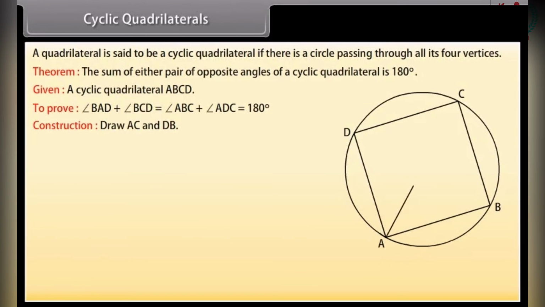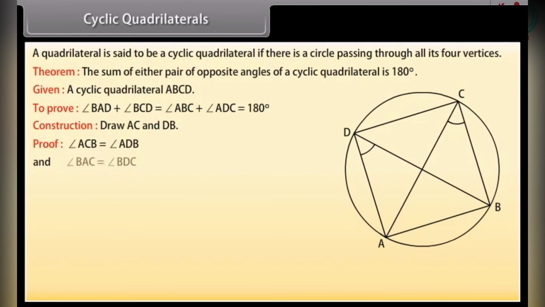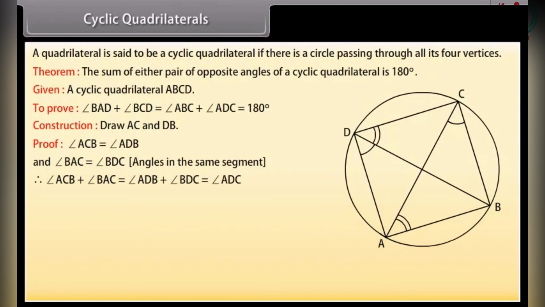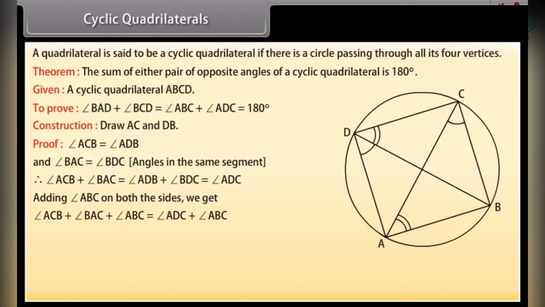Construction: draw AC and DB. Proof. Angle ACB is equal to angle ADB and angle BAC is equal to angle BDC, because these are the angles in the same segment. Therefore, angle ACB plus angle BAC is equal to angle ADB plus angle BDC, which equals angle ADC. Adding angle ABC on both sides, we get angle ACB plus angle BAC plus angle ABC, which is equal to angle ADC plus angle ABC.